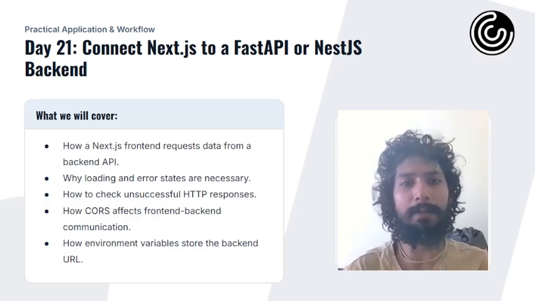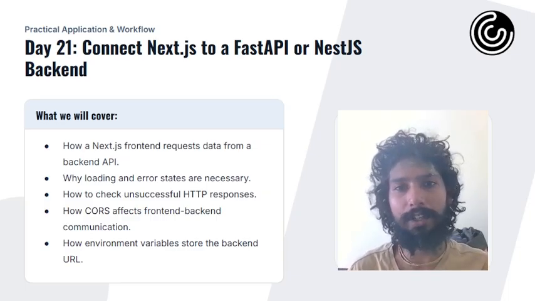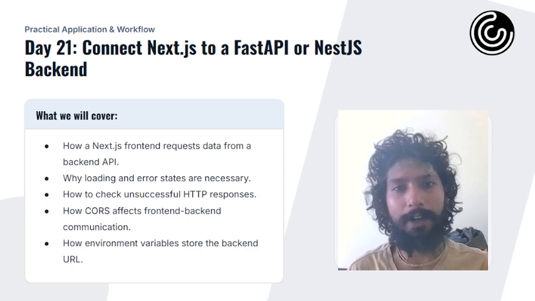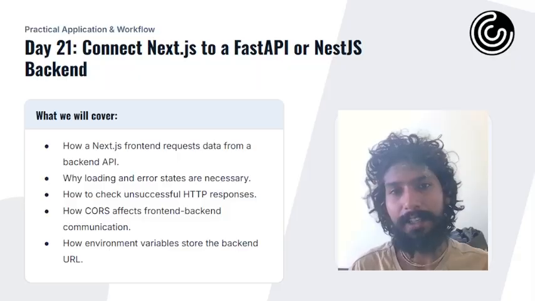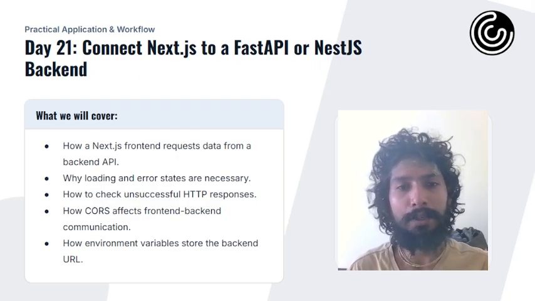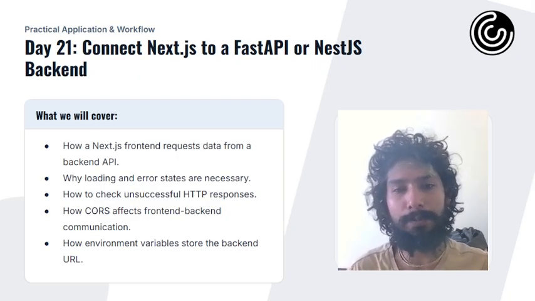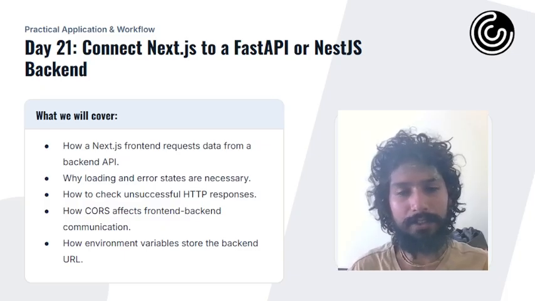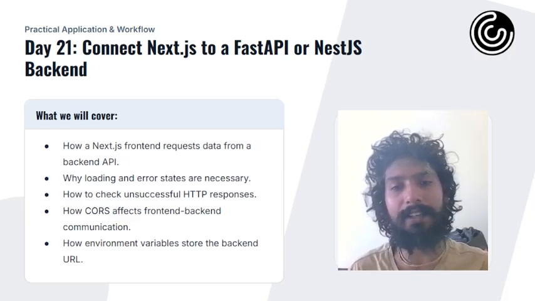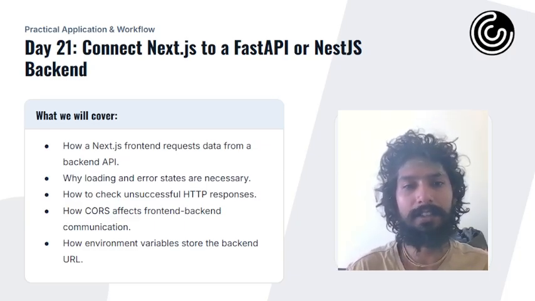Our Next.js application will send a request to the backend. The backend can be FastAPI or Next.js. It will return course data as JSON. While the request is happening, we will display a loading message. When the request succeeds, we will display the courses. When something goes wrong, we will display an error message and a retry button. The complete flow will be like this.